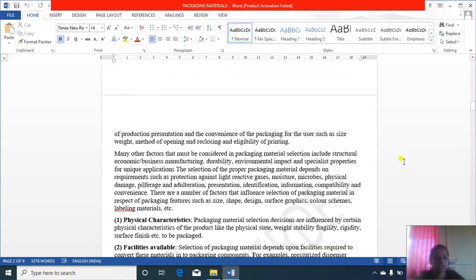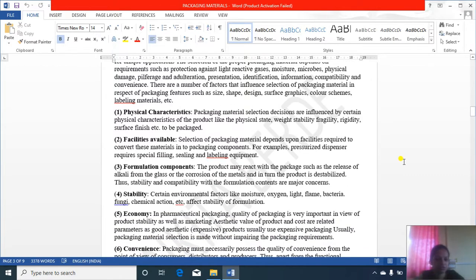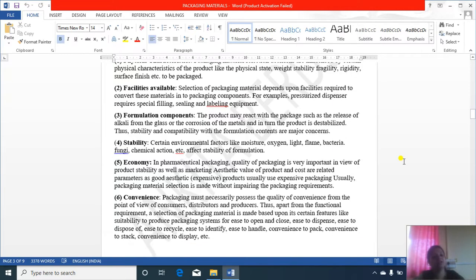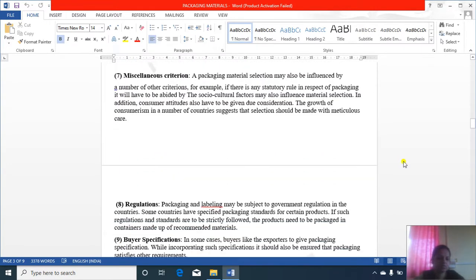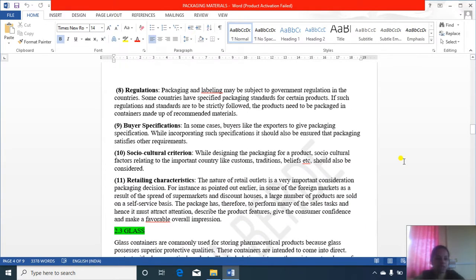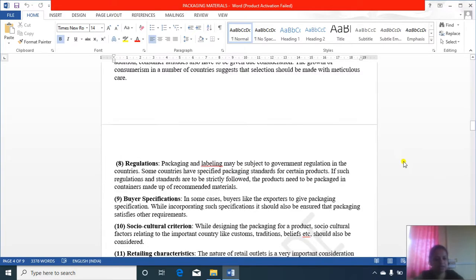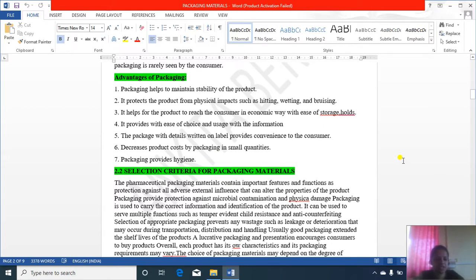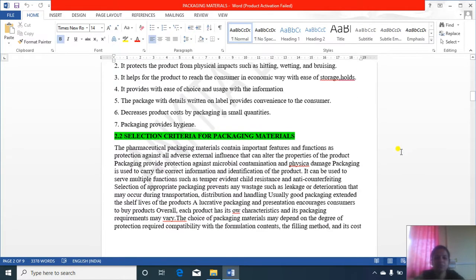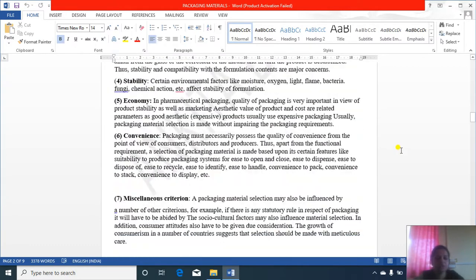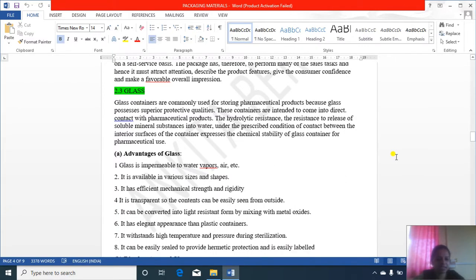Then very important: selection criteria for packaging material. Based on physical characteristics, facilities available, formulation components, stability, economy, convenience, and miscellaneous criteria. Then based on regulations, buyer specification, socio-cultural criteria, and retailing characteristics. So kindly go through the selection criteria. Packaging material provides protection against all adverse external influences that alter the properties of the products. Then glass containers are there.